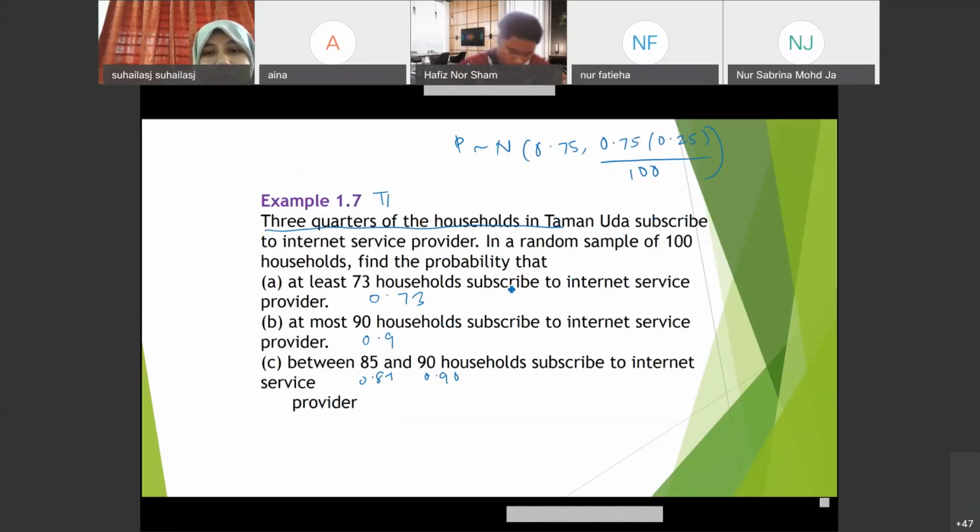So now you want to find the probability that at least 73. So at least 73 means when you solve, P is greater than or equal to 0.73. So what is the continuity correction factor? Greater than or equal to 73 means from below going upward. So you correct to P greater than 0.73 minus 1 over 2n, where your n now is 100. Minus, yes.